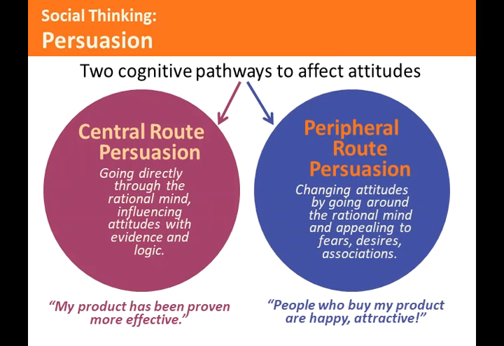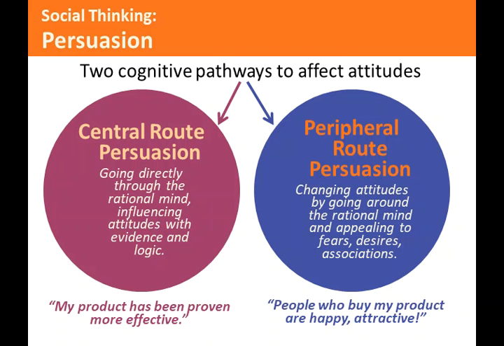Changing attitudes by going around the rational mind and appealing to fears, desires, and associations. People who buy my product are happy, attractive, and so on. That is an emotional appeal, something that they would like to be. We're not talking about the logic or rationality of whether or not my product is good or effective. We're talking about their feelings. We're getting around the effectiveness of our particular product in this sample.